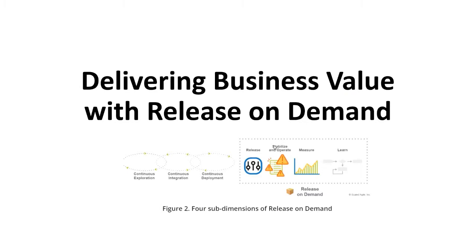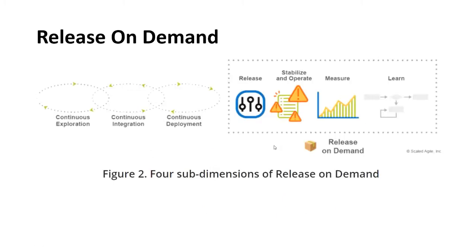So here we are in release on demand, and that's where business value is actually used by people. Until this occurs, you haven't gone from concept to cash. Now, there are several parts to the release on demand: the release, the stabilize and operate, measure, and learn. That learn cycle is associated with two parts.